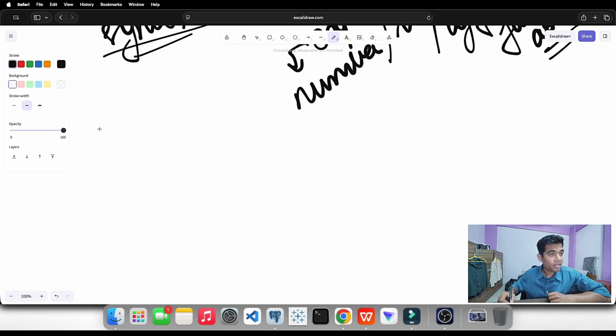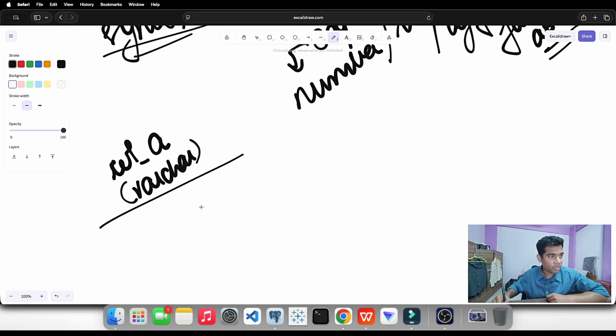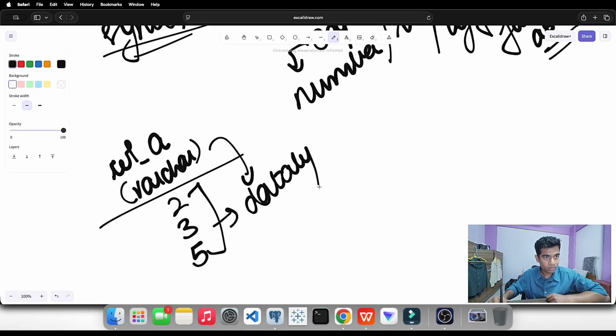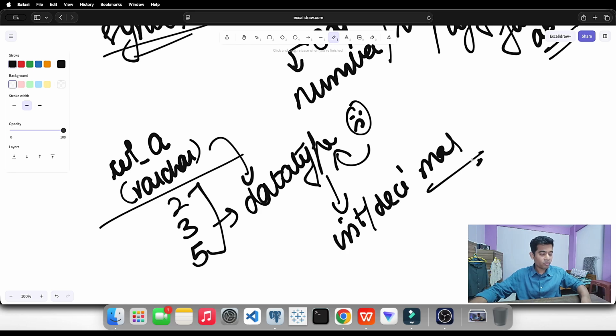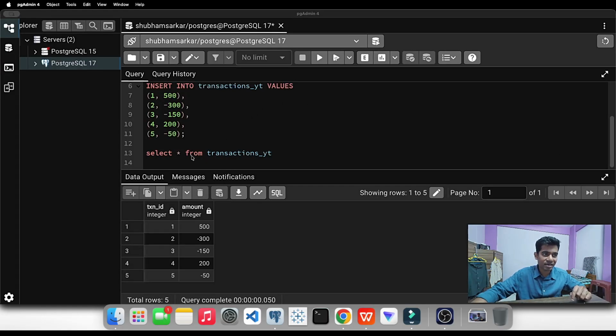Also, suppose column A is a variable character column and you have values like 2 3 5, it won't work here. Why? Because the data type is not matching the required data type, which is either integer or decimal. Okay, right now let's understand this basic concept with some practical work.